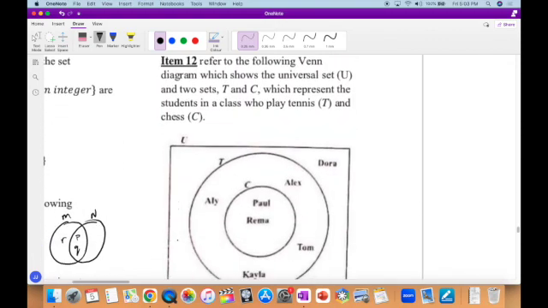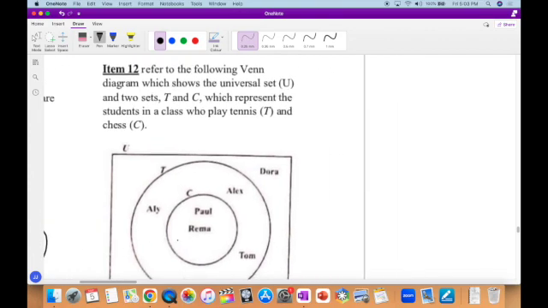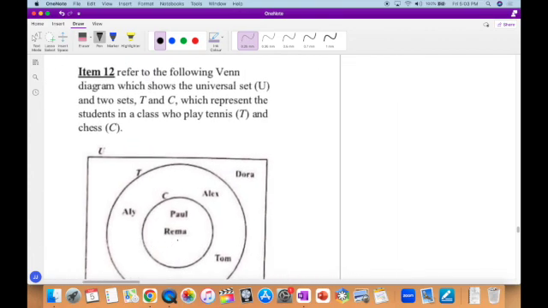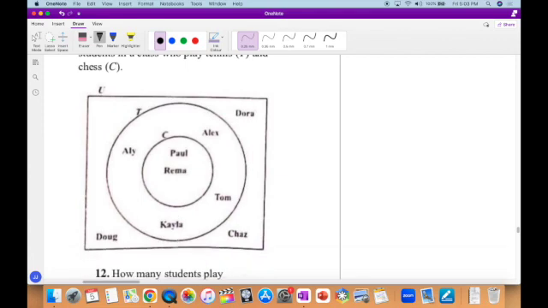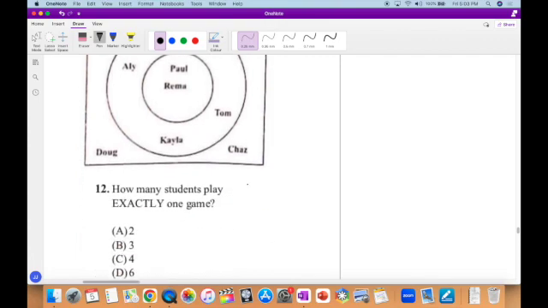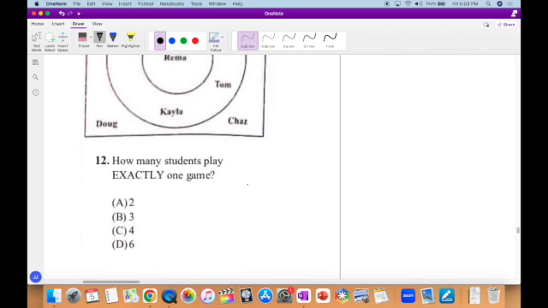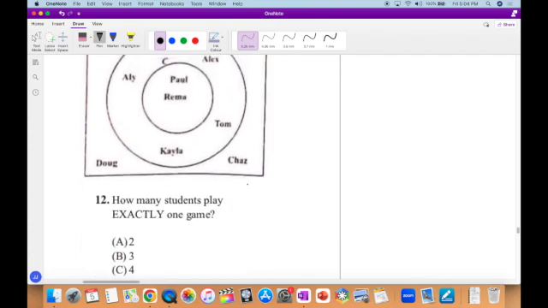Item 12 refers to the following Venn diagram, which shows the universal set U and the two sets T and C, which represent the students in a class who play tennis and chess. We can see that chess is completely inside of tennis. That means that all of the chess players are also tennis players. How many students play exactly one game?